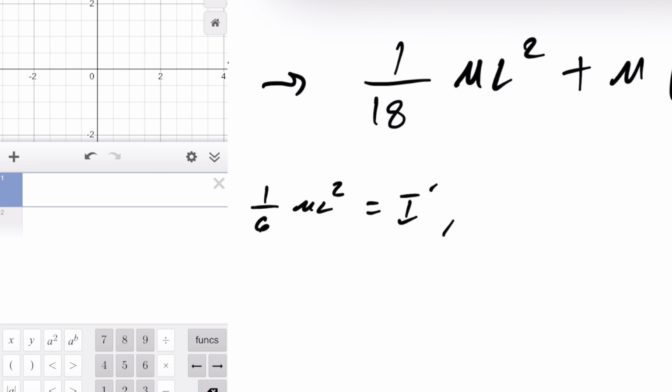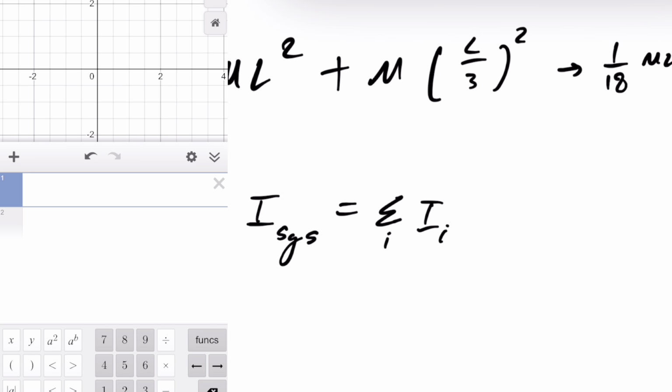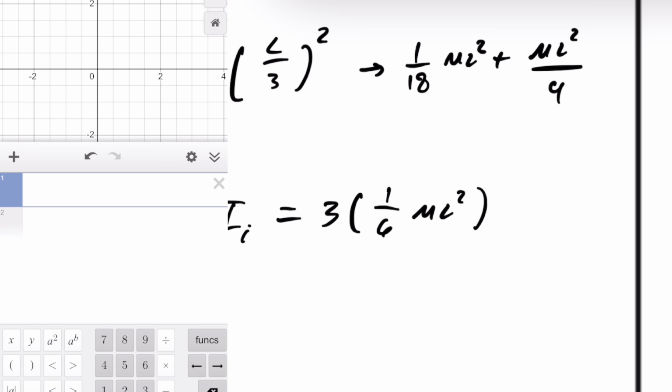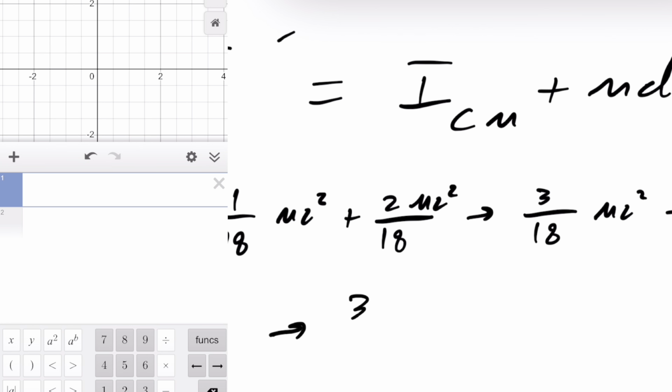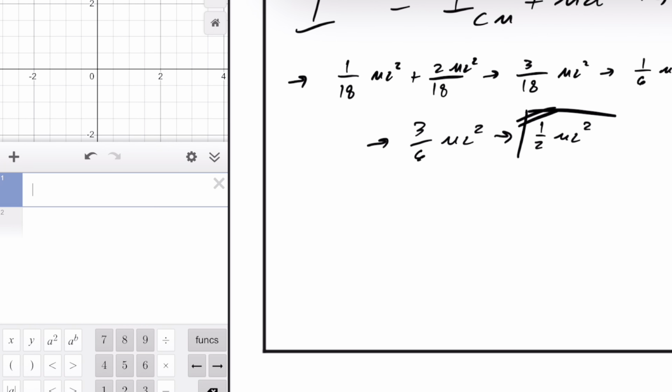So how do we get the total rotational inertia? The rotational inertia of the system is equal to the sum of the individual rotational inertias. This is just how they like to denote it. So the sum means if I'm going to have 3 blades, I'm going to have to do 3 times 1/6 ml squared, right? Because that's going to be 1/6 ml squared plus 1/6 ml squared plus 1/6 ml squared, and that will give me 3/6 ml squared, which turns into 1/2 ml squared, our final rotational inertia. There we go.